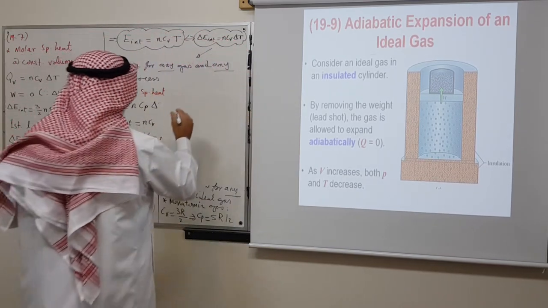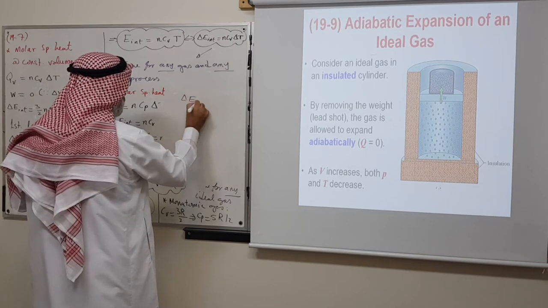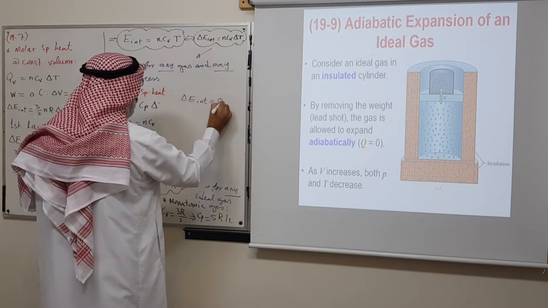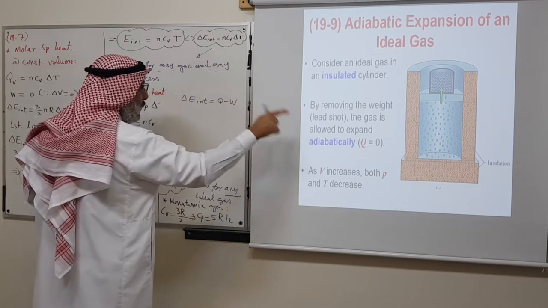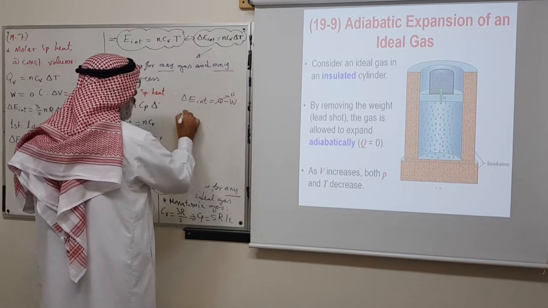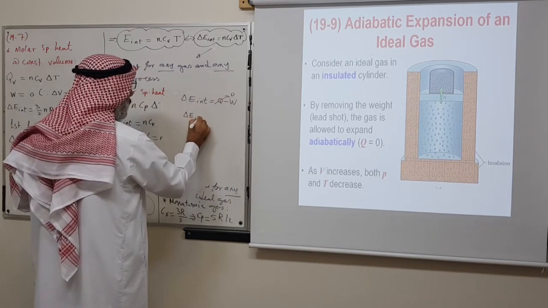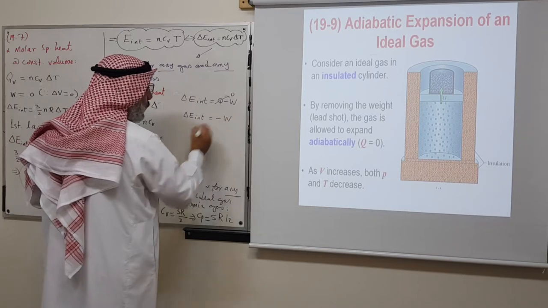Delta E internal is equal to Q minus W. For this process, Q is zero. So delta E internal is equal to minus W.